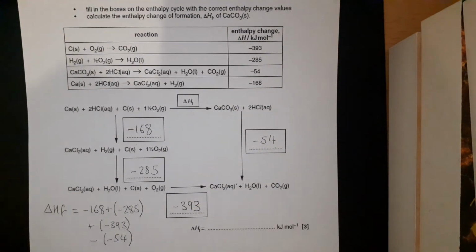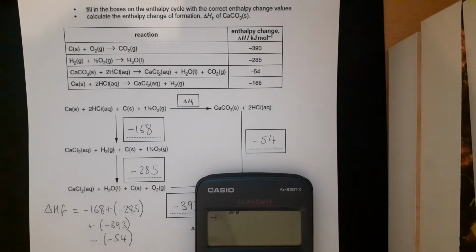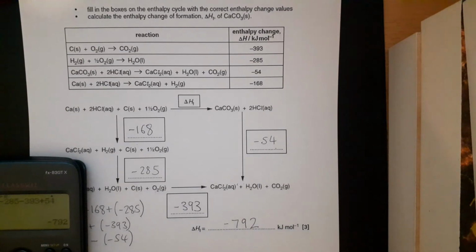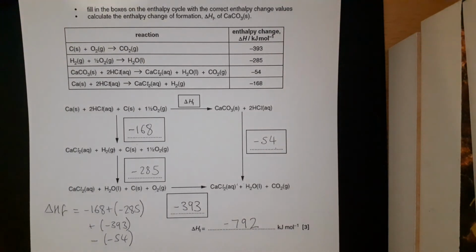Okay, and then we just need to calculate this. So minus 168 plus minus 285, minus 393, and then plus 54 essentially. So we get minus 792. Okay, that's a little bit of an unusual one, but don't get freaked out. It's just the same as we've done before. It's just got more steps in it. Instead of being a triangle, it's this, I don't know, square or pentagon, you could argue. So don't be freaked out if they give you something a bit strange. You still use the same ideas as before.